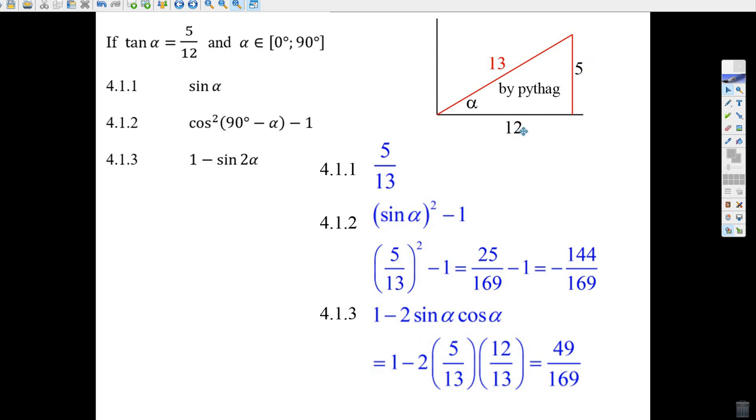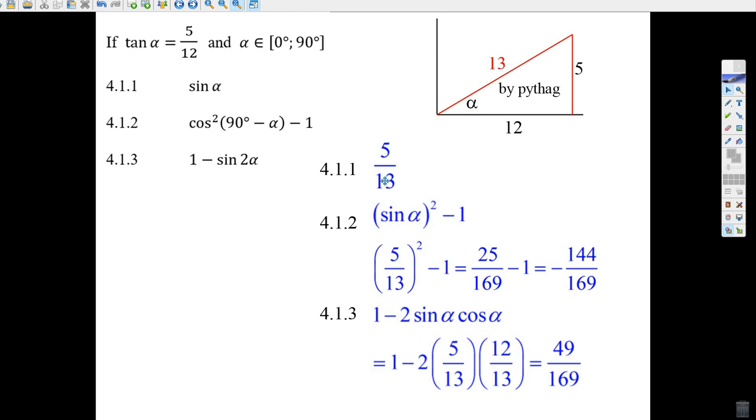And then you go 5 squared plus 12 squared, square root it, and you get 13. So this is 13 you have to write by Pythagoras. Well, you get some marks for the diagram and figuring out that the hypotenuse is 13. Then they say, okay, what's the sine of the angle? Well, sine is opposite over the hypotenuse. It's just 5 over 13.